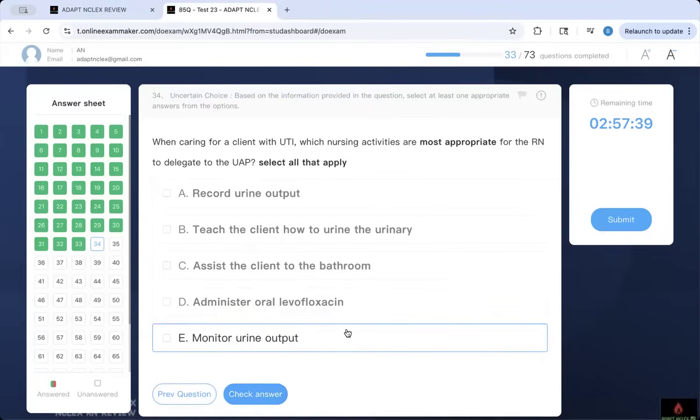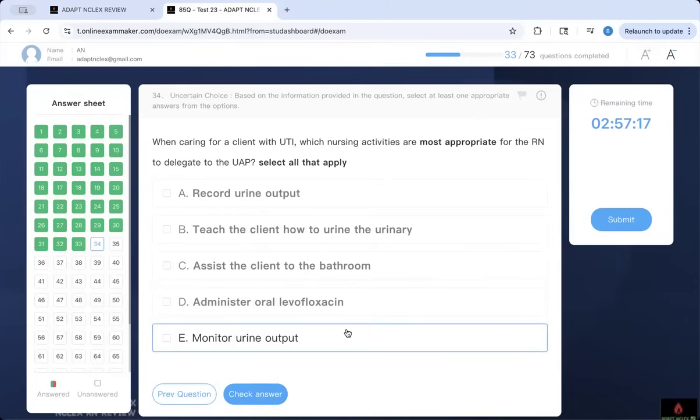When caring for a client with a UTI, which nursing activities are appropriate for the RN to delegate to the UAP? Select all that apply. Record urine output. Teach the client how to use the urinal. Assist the client to the bathroom. Administer oral levofloxacin and monitor urine output.